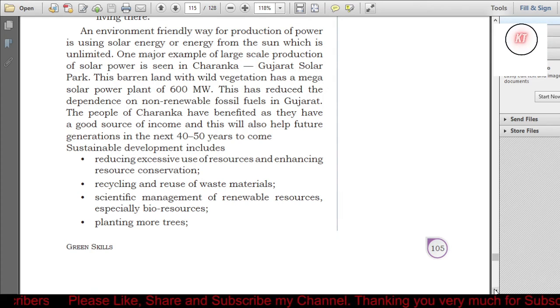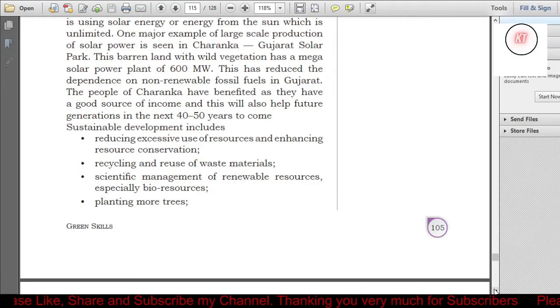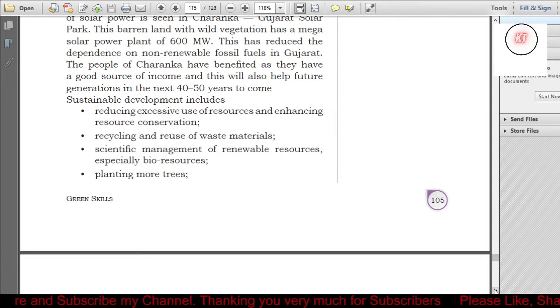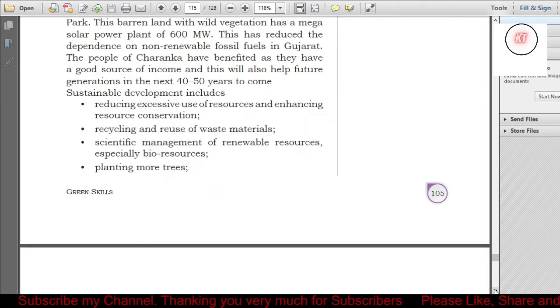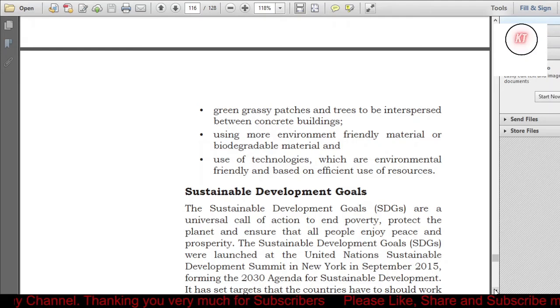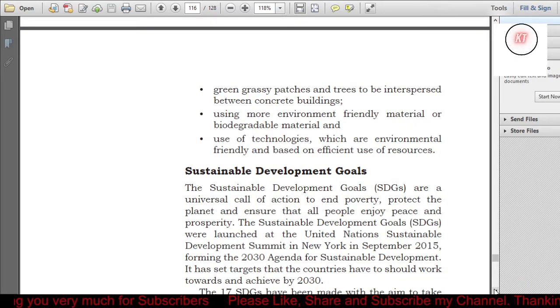Sustainable development includes reducing excess use of resources and enhancing resource conservation, recycling and reuse of waste material, scientific management of renewable resources, especially bioresources, planting more trees, green grassy patches and trees to be interspersed between concrete buildings, using more environment-friendly materials or biodegradable materials, and use of technologies that are environment-friendly and based on efficient use of resources.